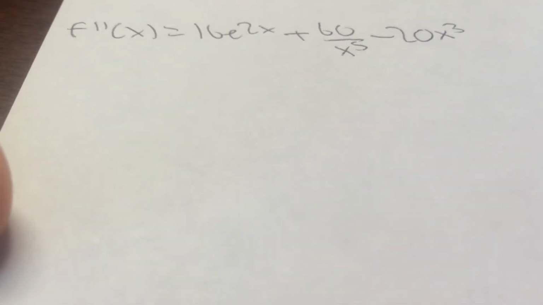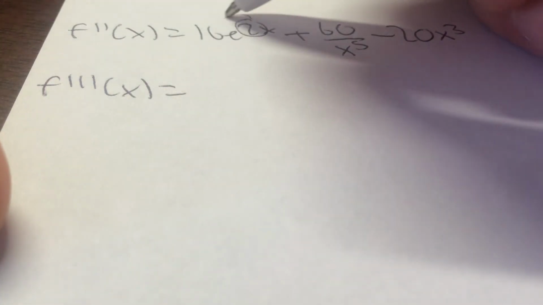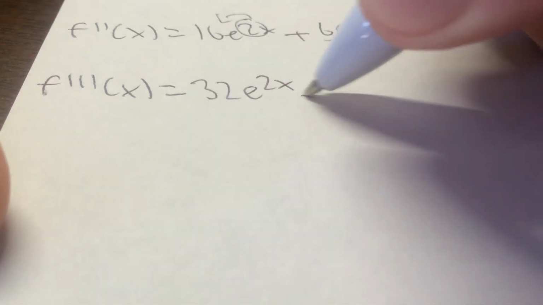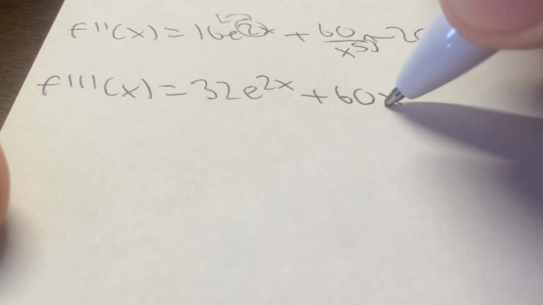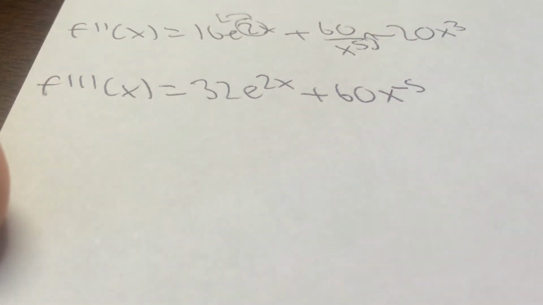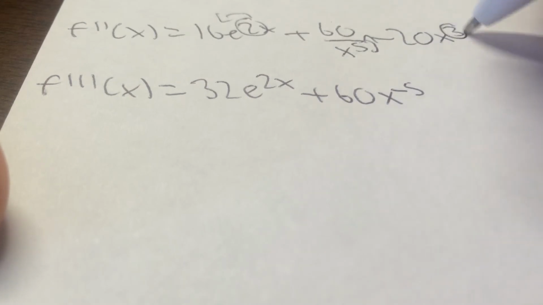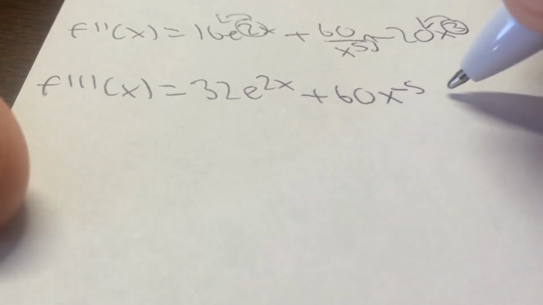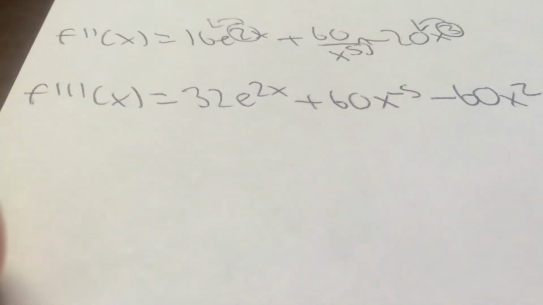In here, to find the third derivative, we multiply the exponent of e times 16, which will give us 32e^2x plus 60, we pass the x to the 5 to the top, 60x to the negative 5. Now we multiply the exponent of x, which is 3 times the negative 20, which will give us negative 60x^2, since we subtract 1 from the exponent of x.